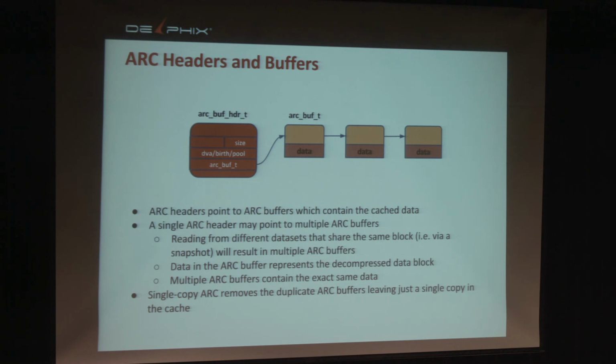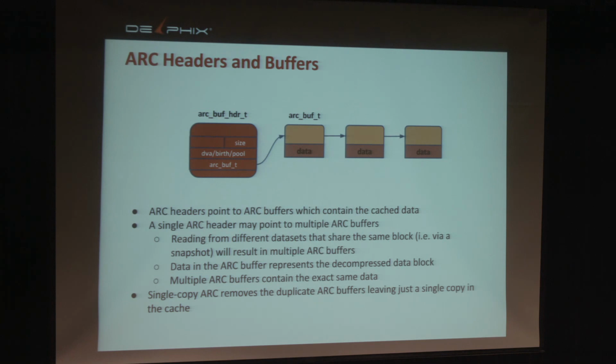or multiple times. And we introduced a small project called Single Copy Arc, which was designed to remove these extra copies and leave the arc with just one copy of the cache data. Just to back up, this circumstance happens whenever you're reading from, say, a snapshot, for example, or clones that are coming off the same snapshot.